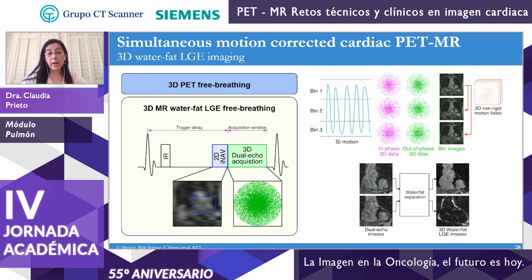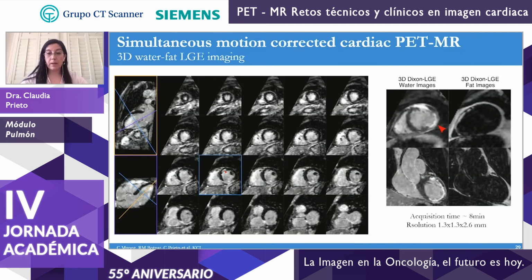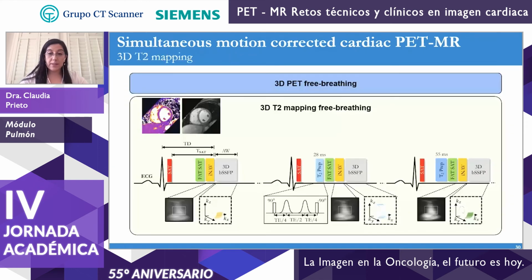In this case, we are acquiring a dual echo, so we can obtain, after a water-fat separation algorithm, water and fat images. And we could potentially use a similar approach to the dynamic attenuation correction map described before to also obtain the attenuation correction maps to correct for the PET emission data. Here you can see some examples of representative results for the 3D LGE sequence for a patient with a chronic scar, showing excellent 3D coverage with the water and the fat images.